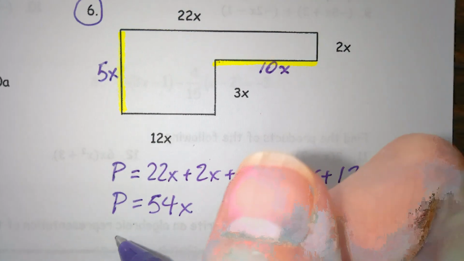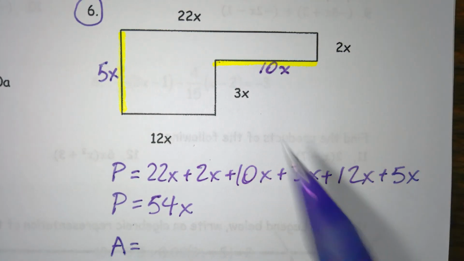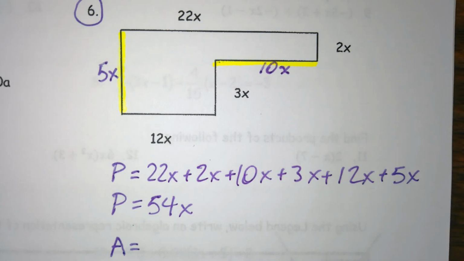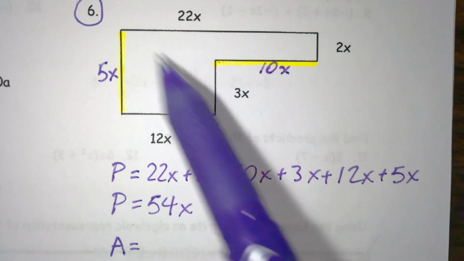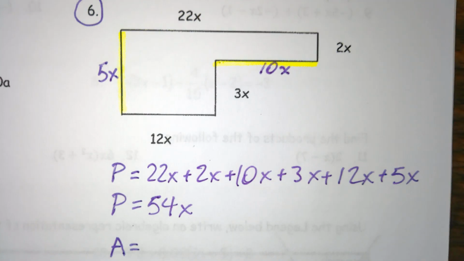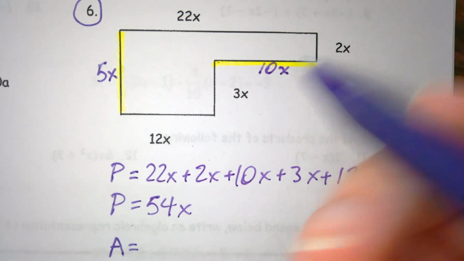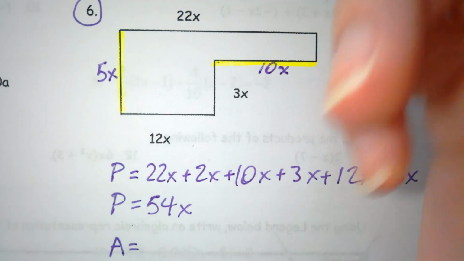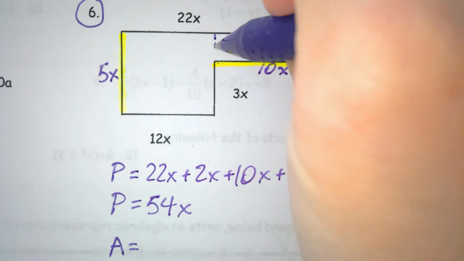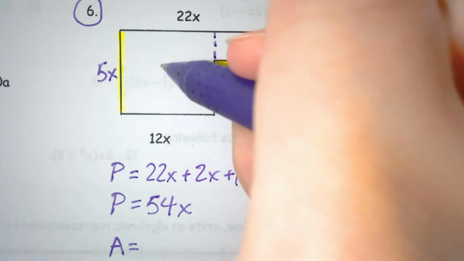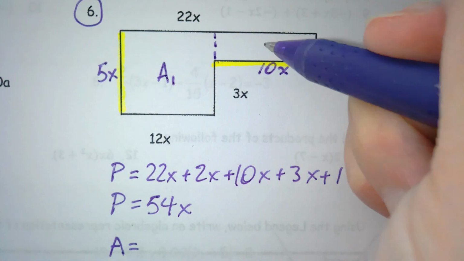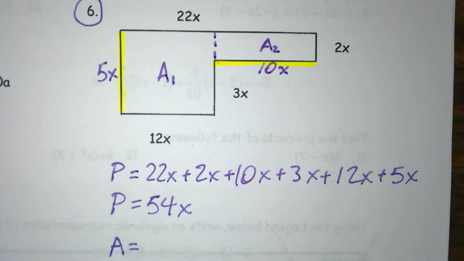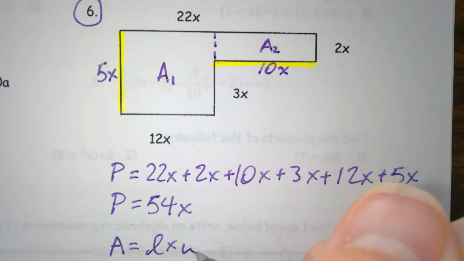Area. You have to find the area now. This shape right here is a composite figure. There's no formula for a shape like this. But what shapes are we more familiar with? Two rectangles. It doesn't matter how you cut the rectangle. You could cut it this way or this way. Let's say we cut it here. So this is area 1 and we'll call this area 2. I know the formula is just length times width.